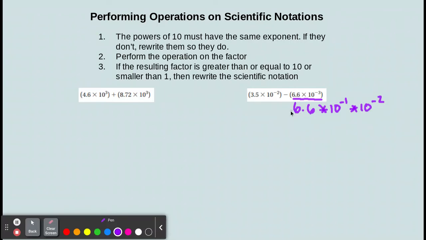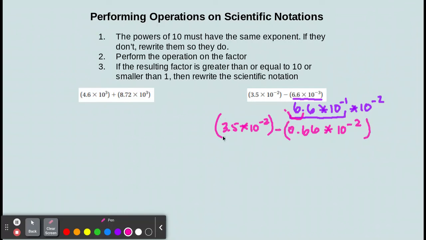But now we can do this, and we can change that, right? If it is 6.6 times 10 to the negative 1, we move the decimal 1 over this way, right? So then it becomes 0.66 times 10 to the negative 2. Okay, now that's in the same exponent form as this one here. So we can simply take, so this is 3.5 times 10 to the negative 2, all that minus all that. So then we just do the operation on our factors.